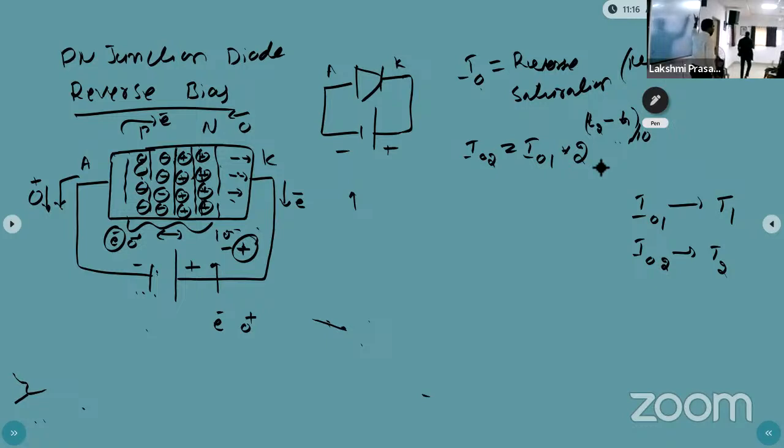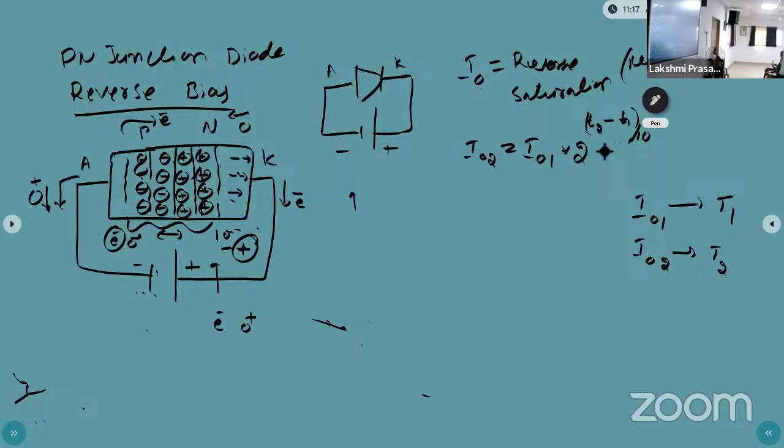Now the difference between the upper temperature T2 and the lower temperature T1 is 10. What will happen? For example, 11 degrees centigrade and 1 degree centigrade: 10 by 10 is 1, so 2 to the power 1, that is 2 I01. Next, 31 degrees centigrade and 11 degrees centigrade: 20 by 10, that means 2 squared, 2 squared means 4 into I01. Now, what did you observe from this?